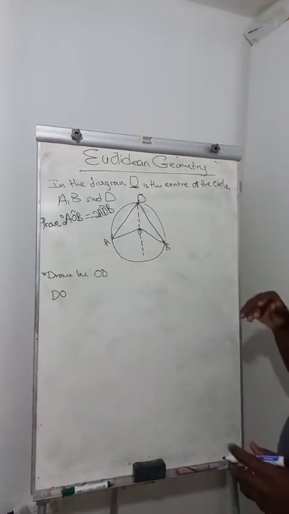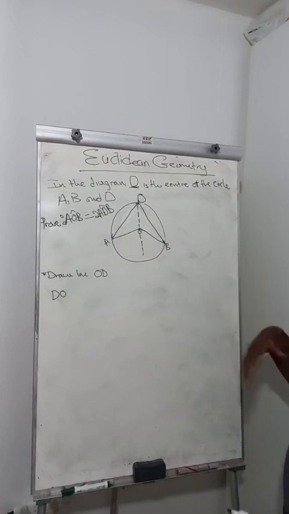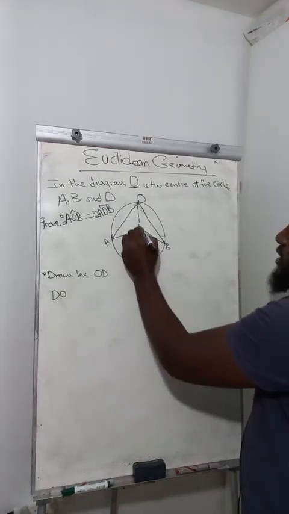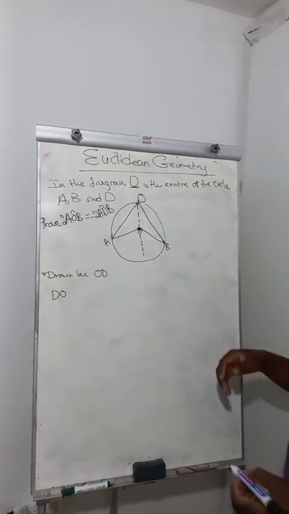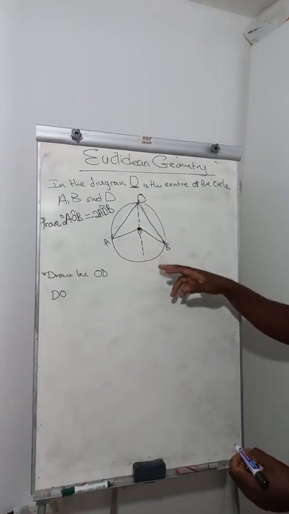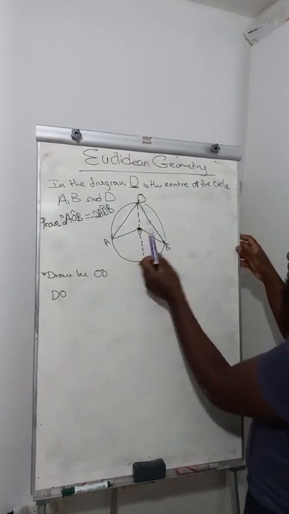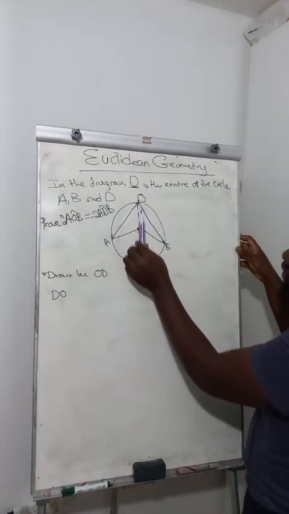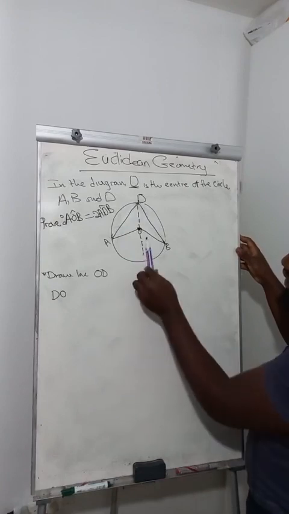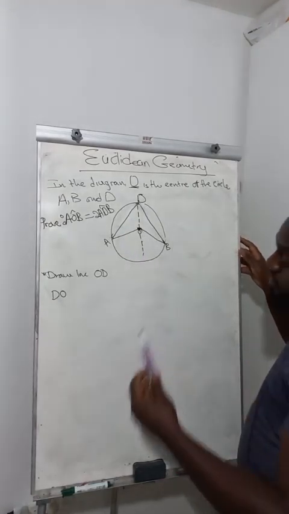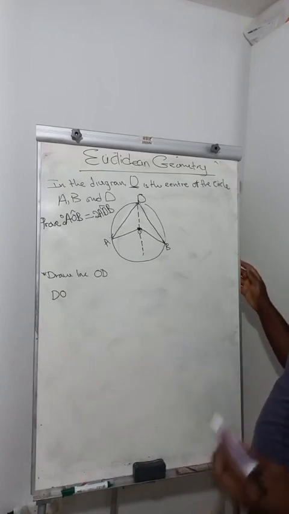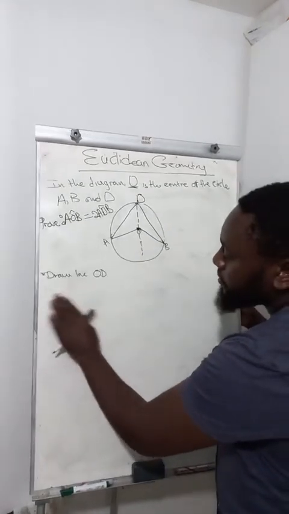DO is equivalent to something, or equals something, if we are to check. Don't forget that this is the center of the circle here. It's still the center of the circle. So if it's the center of the circle, it means, don't forget, that DO is a radius, and also OA is a radius, and also OB is a radius.